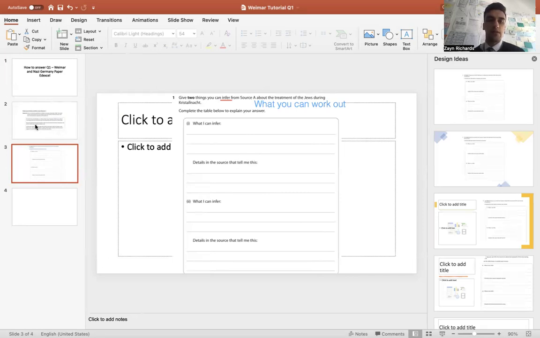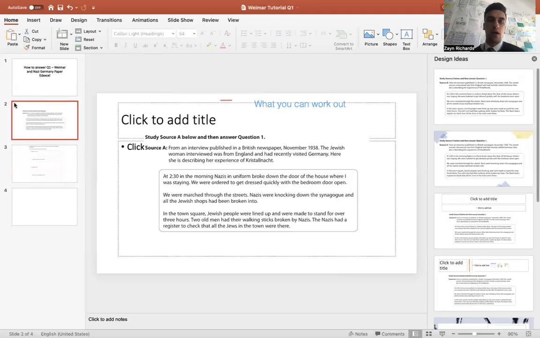So with that in mind, these are the quotes that I would have picked out, and these are the inferences I would have made. There are 4 possible options. The first option is the fact that it talks about Nazis in uniform. So we can talk about how the horrible treatment is not being done by German people, but is being done by Nazi soldiers. Option number 2 is the Nazis were knocking down the synagogue and all the Jewish shops. That is an assault on key parts of Jewish identity and Jewish culture. And then towards the end, it talks about the fact that 2 old men had their walking sticks broken. Here we could talk about the fact that the violence was unnecessarily intense and extreme. That would be my inference.